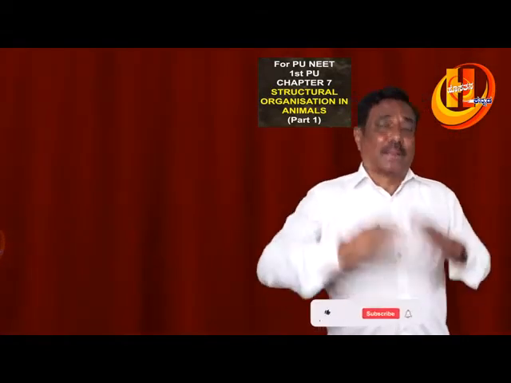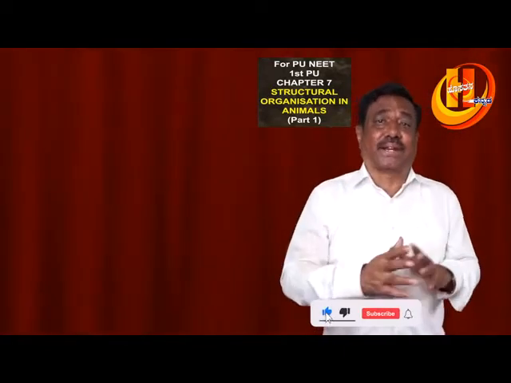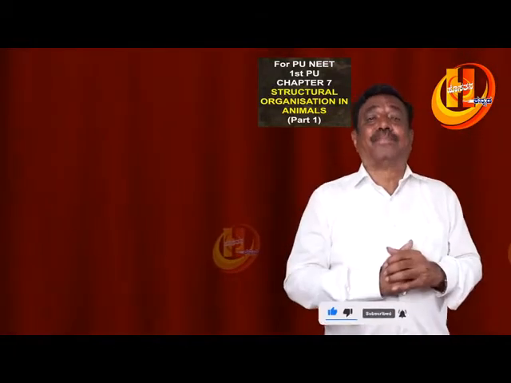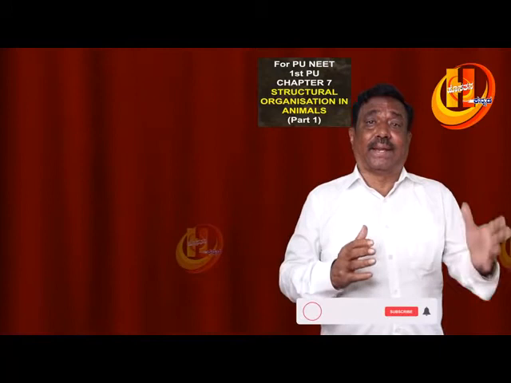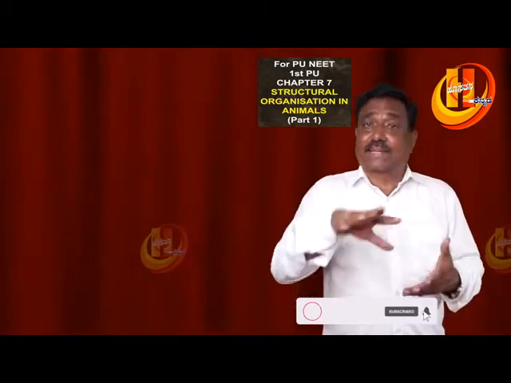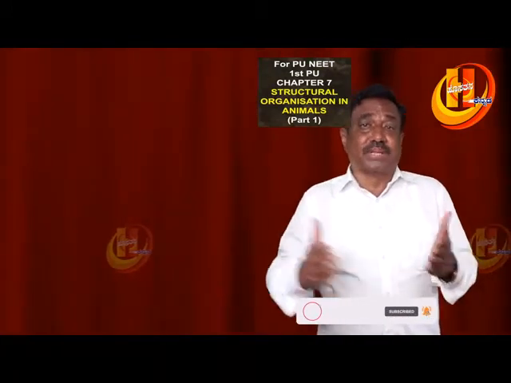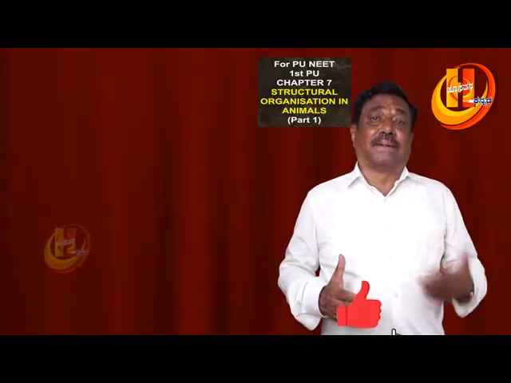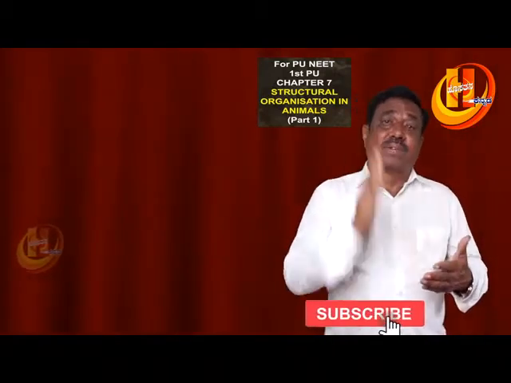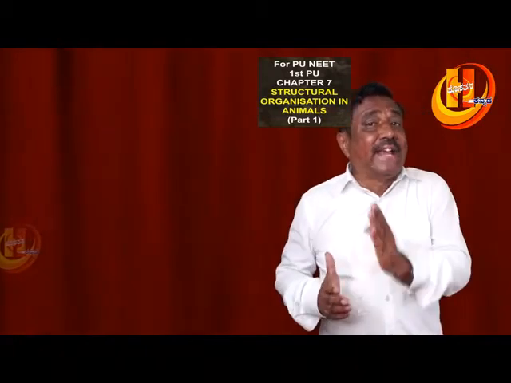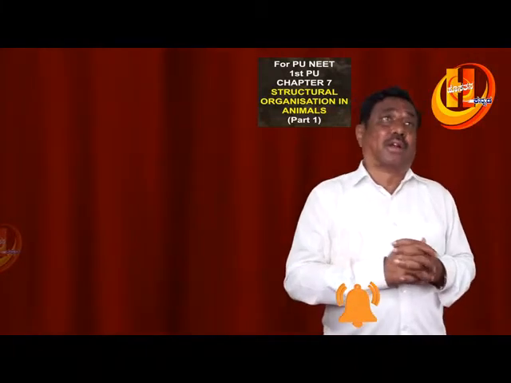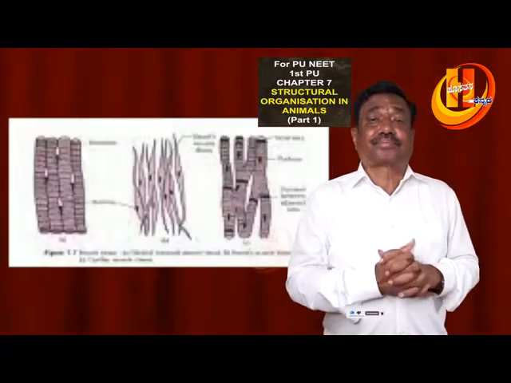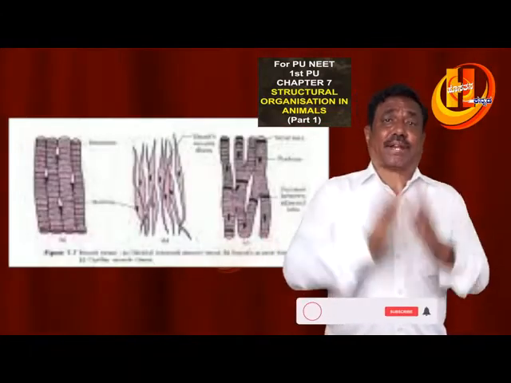And coming to the blood, it is a fluid connective tissue, and blood consists of an intercellular matrix called plasma, in which RBC, WBC, and platelets are suspended. In detail, we will explain blood in the 17th and 18th chapters of the first PUC. So, next to connective tissues, muscular tissues.